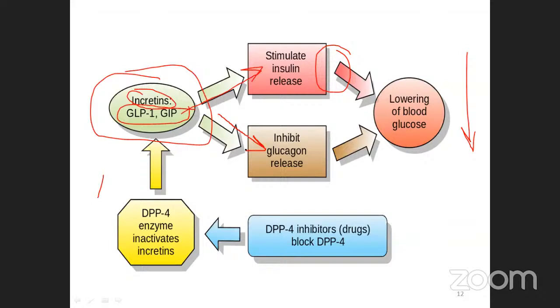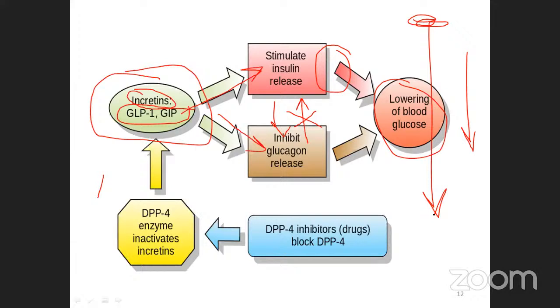Glucagon principally inhibits the secretion of insulin. So when glucagon is inhibited, this effect will be totally freed. Whatever hyperglycemia is there in diabetes will reduce down to normoglycemia. Got it? So this is one thing.